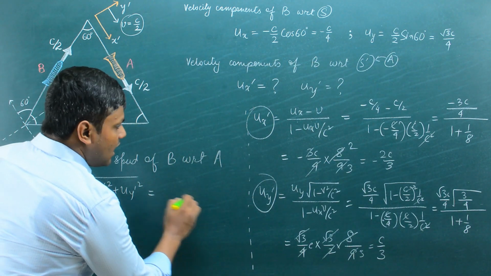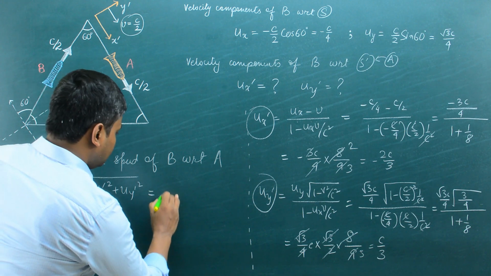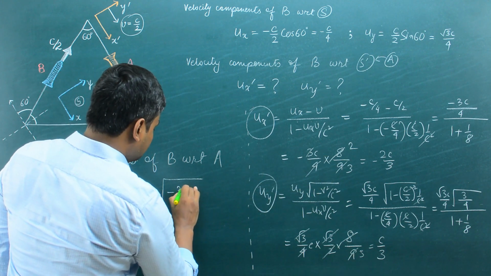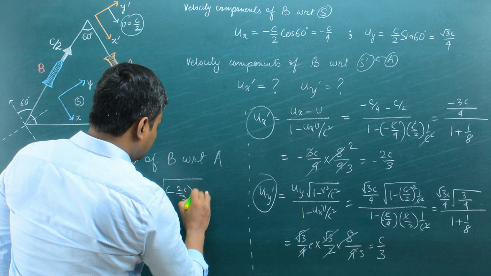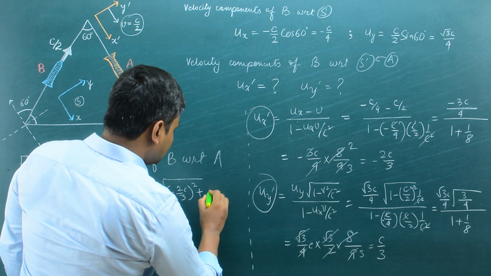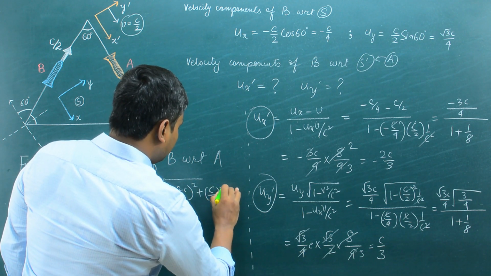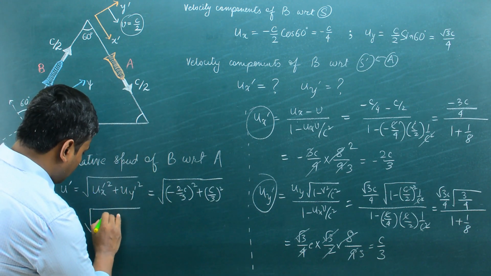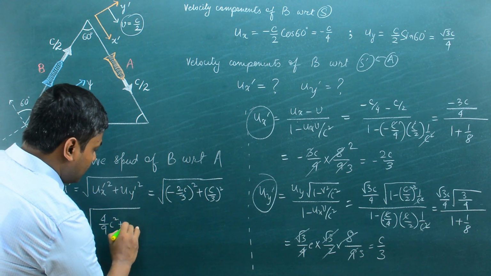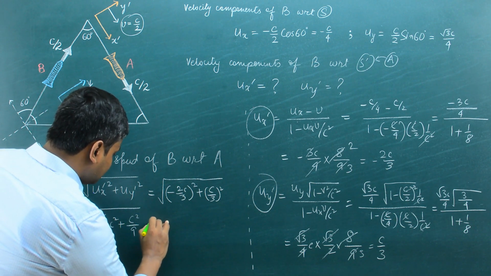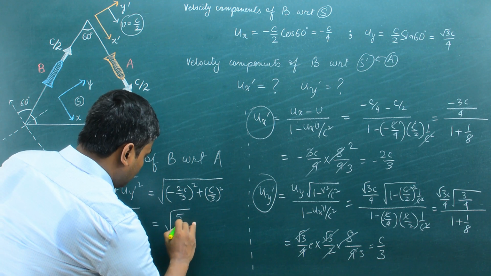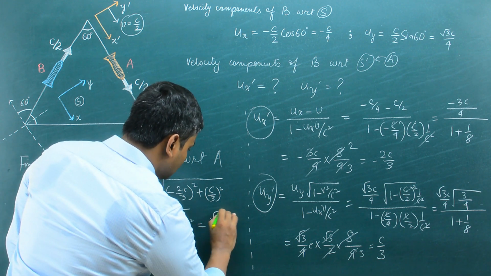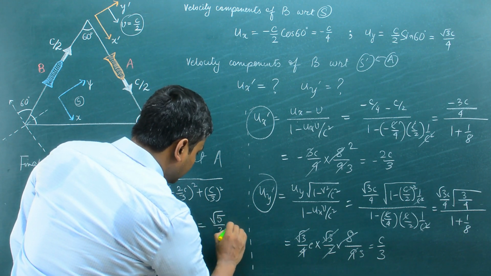So that's it. Let me plug these values here. The ux dash is nothing but minus 2c upon 3 square. Uy dash is c upon 3 square. If I plug these values, finally I'm going to get 4 upon 9 c square plus c square upon 9. So this is going to be 5 upon 9 c square. So the final answer is root 5 upon 3 c.